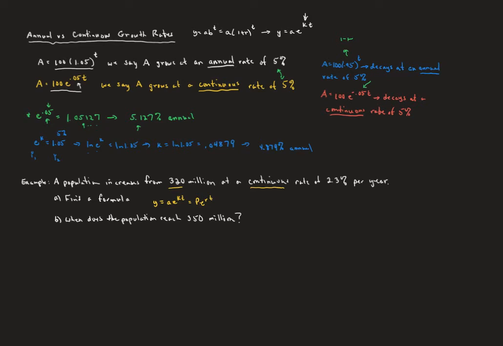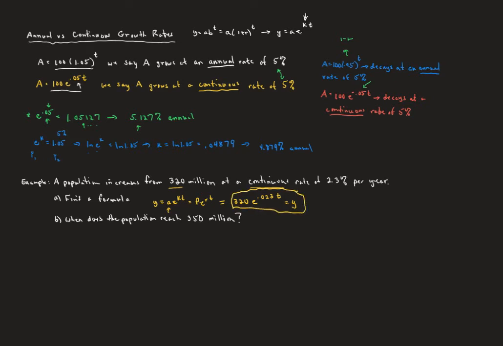I think most people remember the Pert, so that might be a little bit more memorable, a little bit easier to wrap your head around. The P, or this little a, is going to be the initial amount, so that's going to be the 320, and the continuous rate of 2.3%, we make into 0.023 the decimal, and that is our equation. And so I'm going to use it as a y, and so here is our equation.